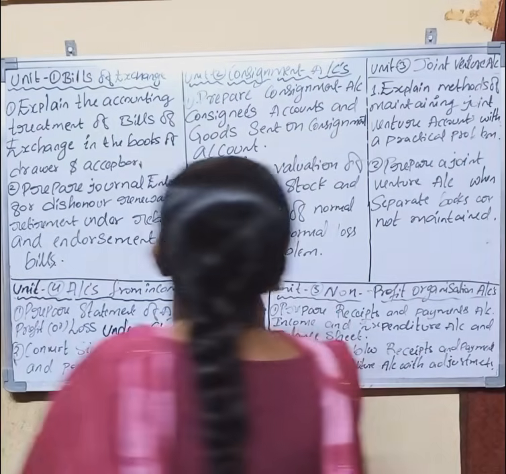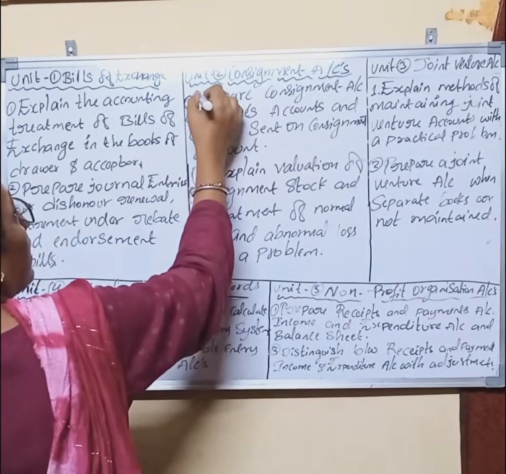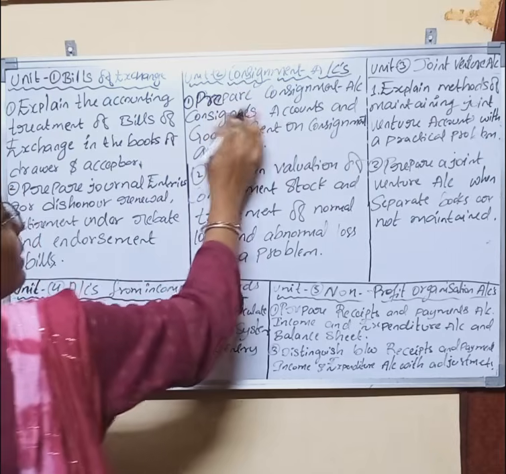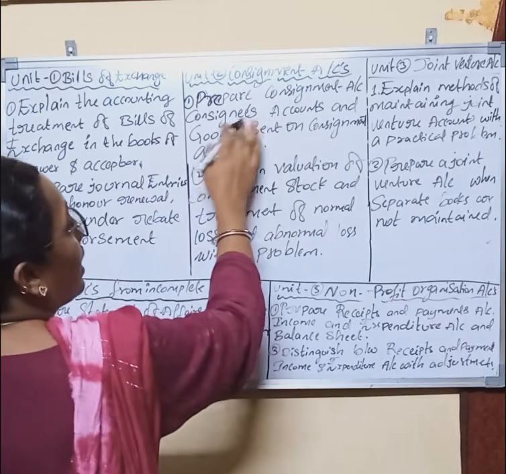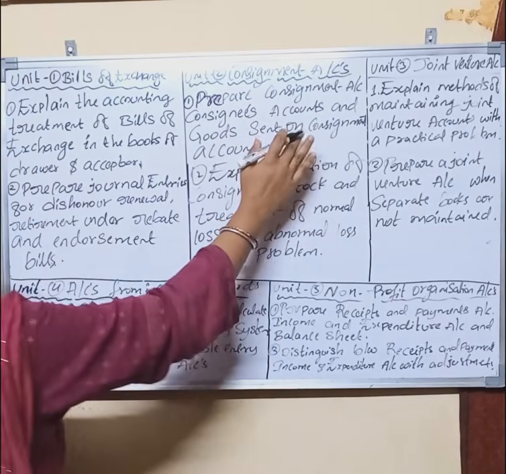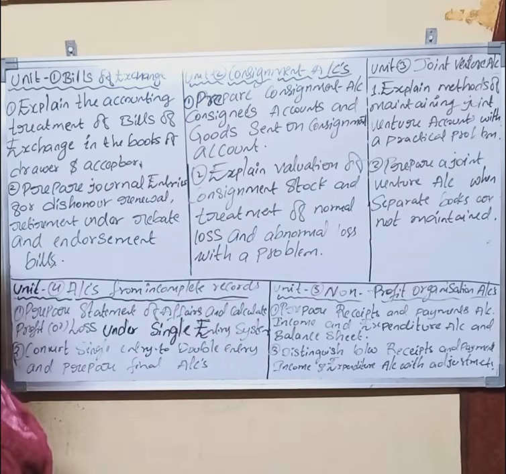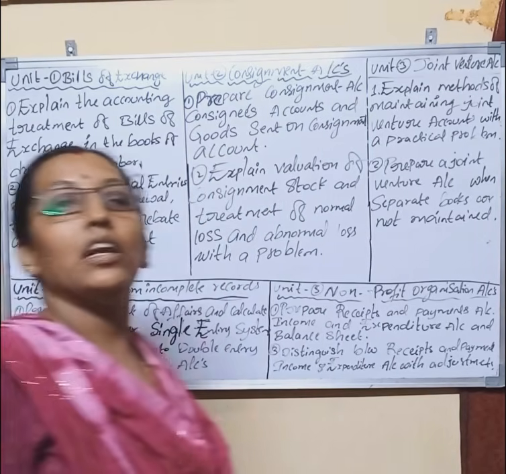In unit 2, the first question is: prepare consignment account, consignee's account and goods sent on consignment account. This is the most important repeated question.